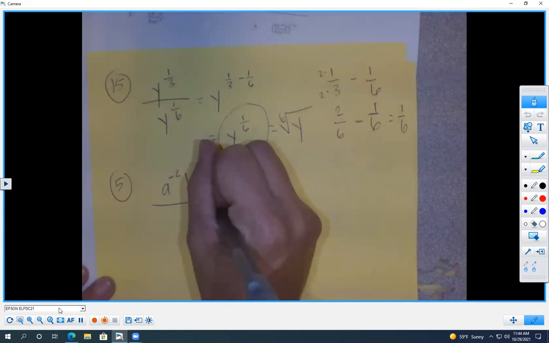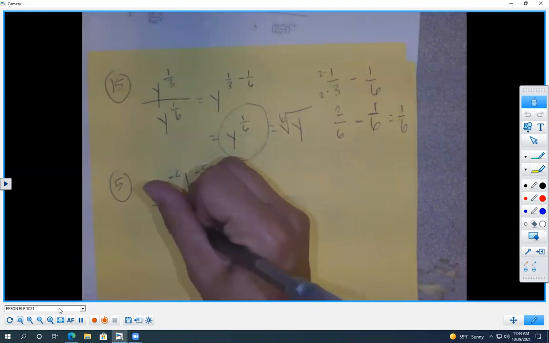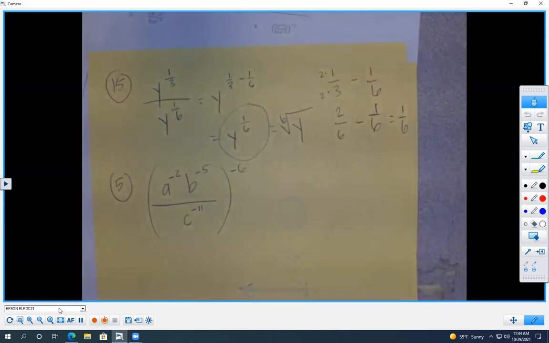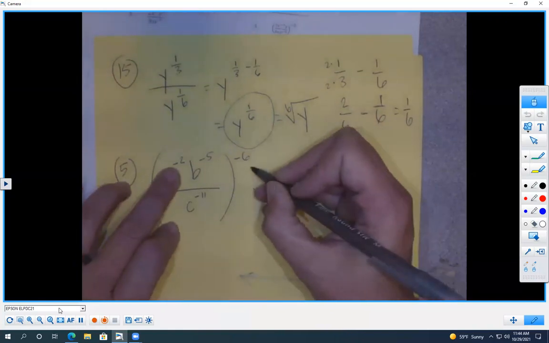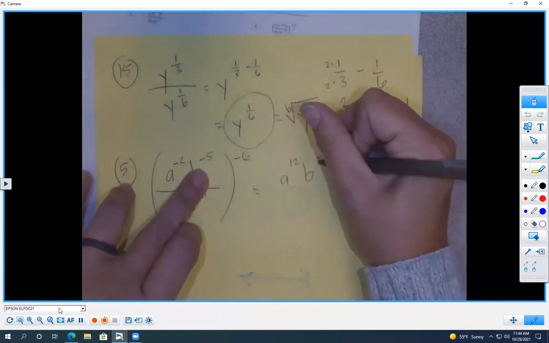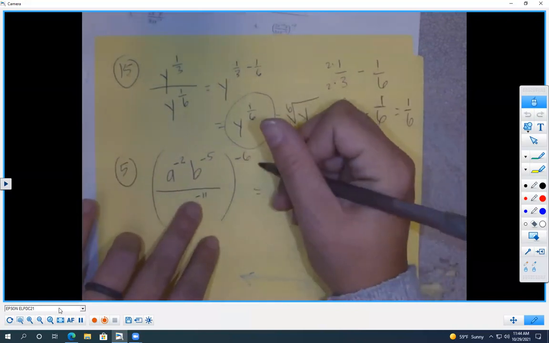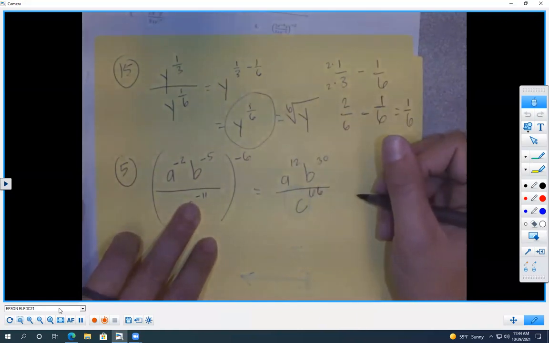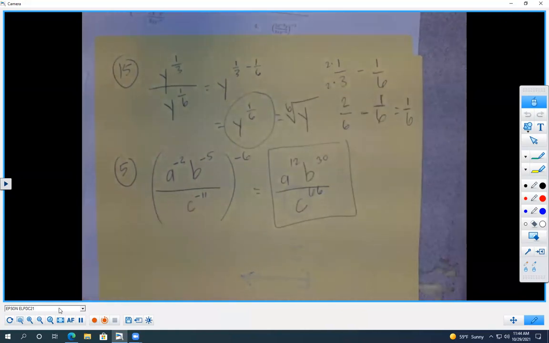So a to the -2, b to the -5, c to the -11, and it's all raised to the -6 power. So what do I do with the -6 power? Distribute it into your exponents. So I get a to the -2 times -6 is positive 12. B to the -5 times -6 is positive 30. C to the -11 times -6 is positive 66. Can I put any of those together? Do I have any negative exponents? All done. Kind of fixed itself, actually.